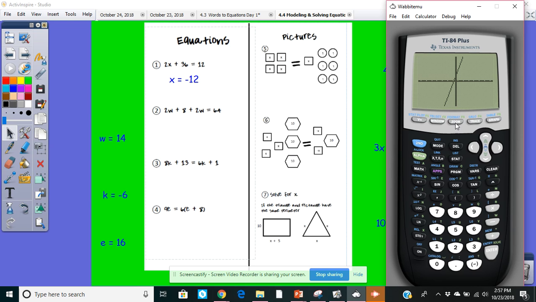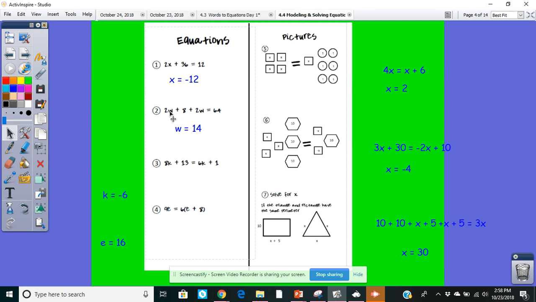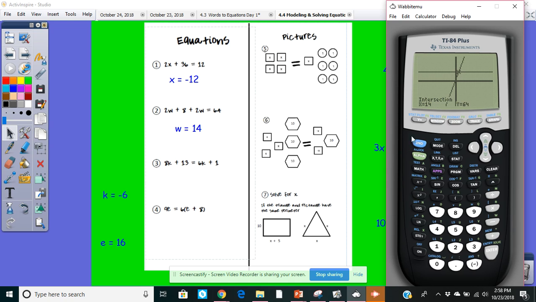Now we can't see the intersection, so we're going to zoom out. All right, so there's our intersection. So second trace, 5. And here I get x equals 14. So when we write it, though, we're going to use the variable they used, w. So w equals 14. All right, here's our next one.